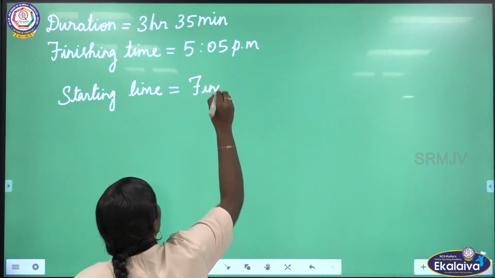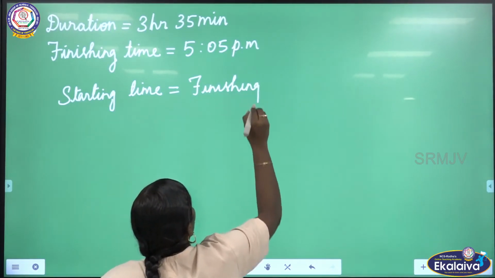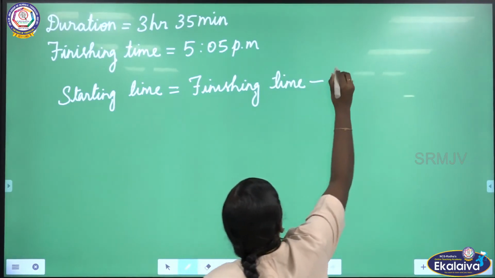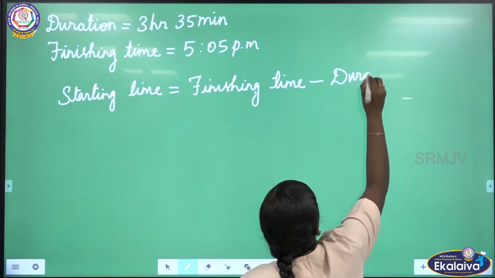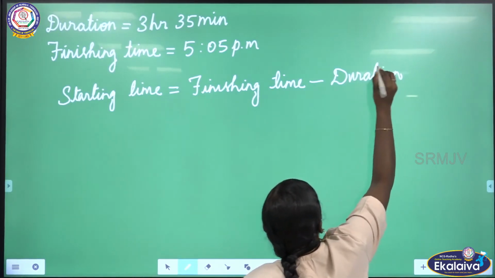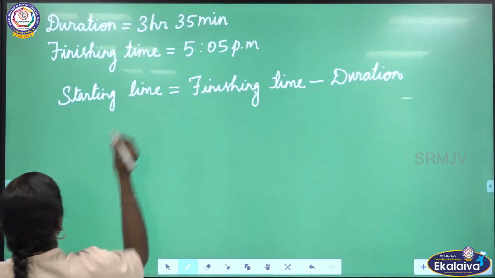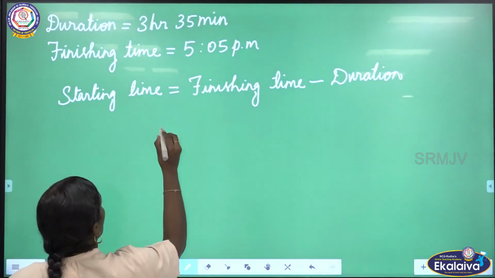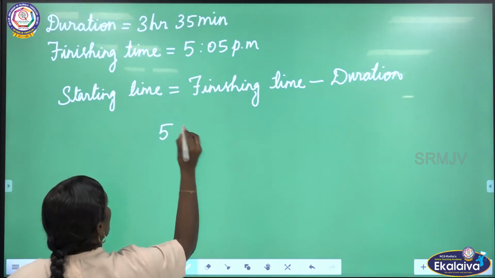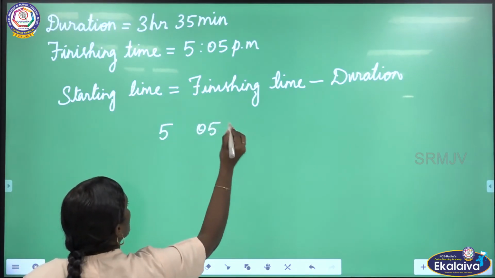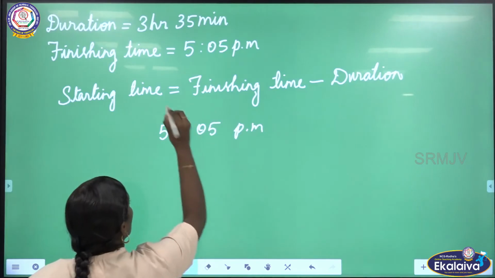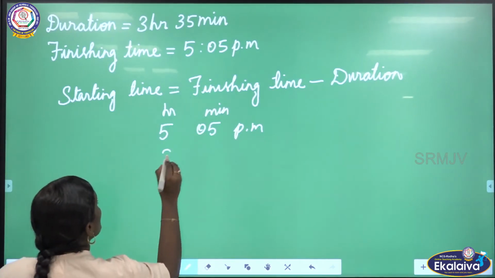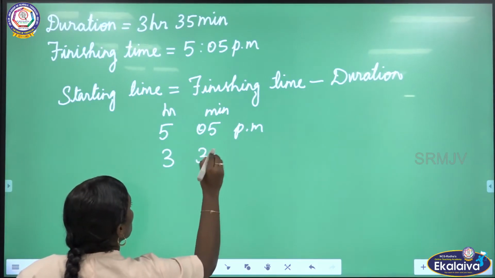Okay, starting time is equal to finishing time minus duration. Okay, so here finishing time is 5 p.m., 5 hours 5 minutes. Okay, we are writing as hours and minutes. Duration is 3 hours 35 minutes.